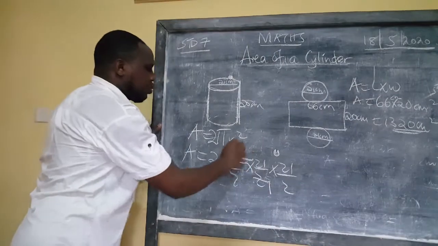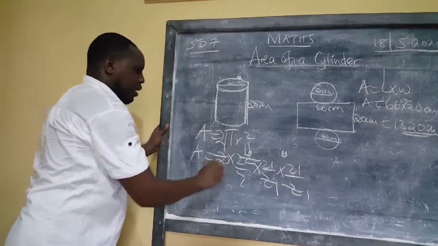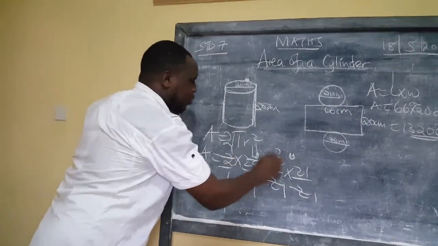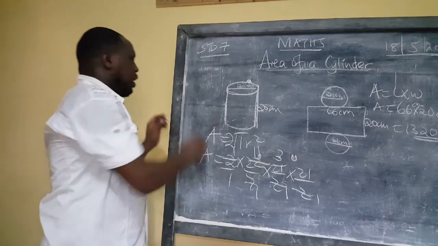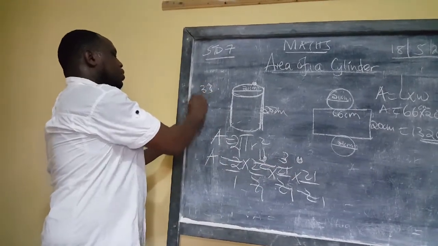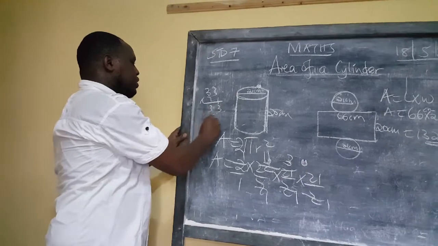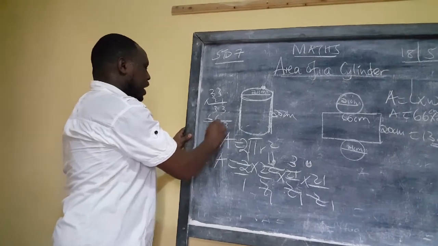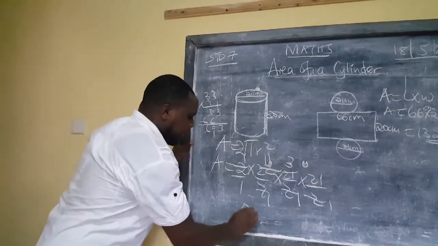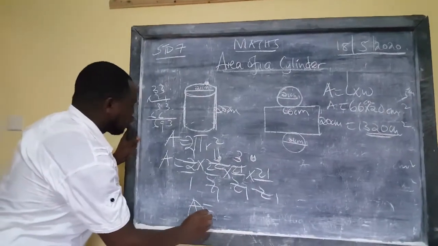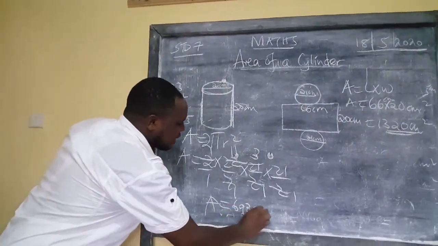So by 2, 1, by 2, 1, by 2, 1, by 2, 1, by 7, 1, by 7, 3. This is going to be 33 times 21. 33 times 21. 3 3 6 6. 3 9 6. So the total area of the two circles is going to be 603 centimeters squared.